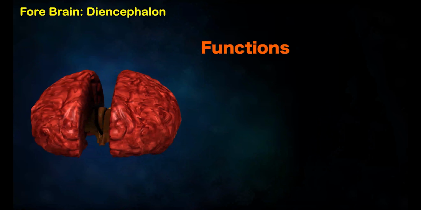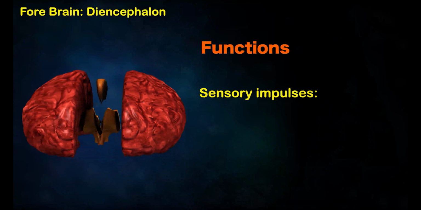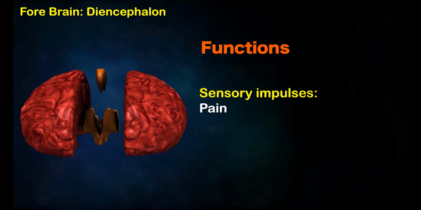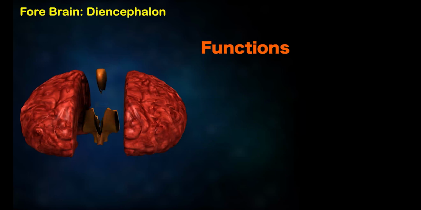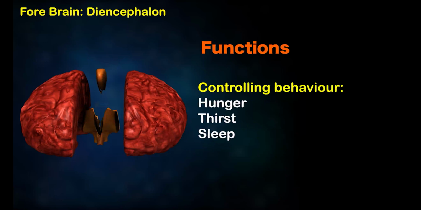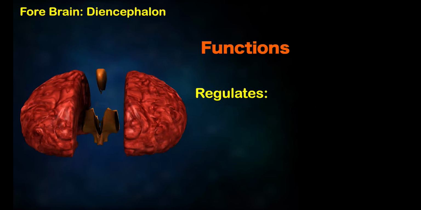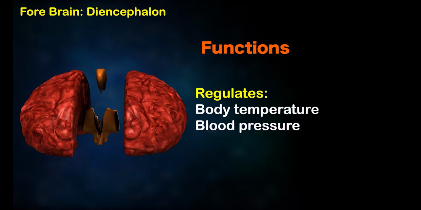Functions. It acts as a relay center for sensory impulses such as pain, temperature and light, and acts as a reflex center for muscular activities. It plays an important role in controlling behavior such as hunger, thirst and sleep. It also regulates body temperature, blood pressure and water balance.